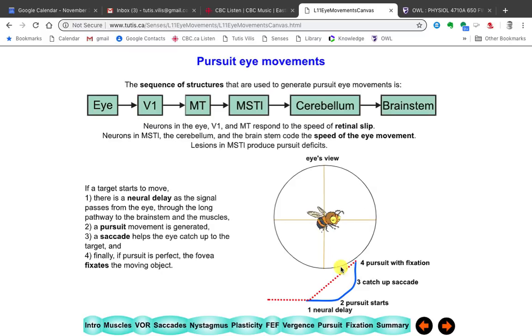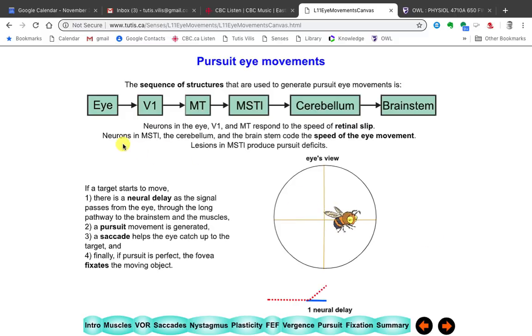Okay? Vergence here, saccade here, continue with pursuit, pursuit, back. Pursuit here to stabilize the eye, a saccade, and then more pursuit to get the eye on the bee on the fovea.